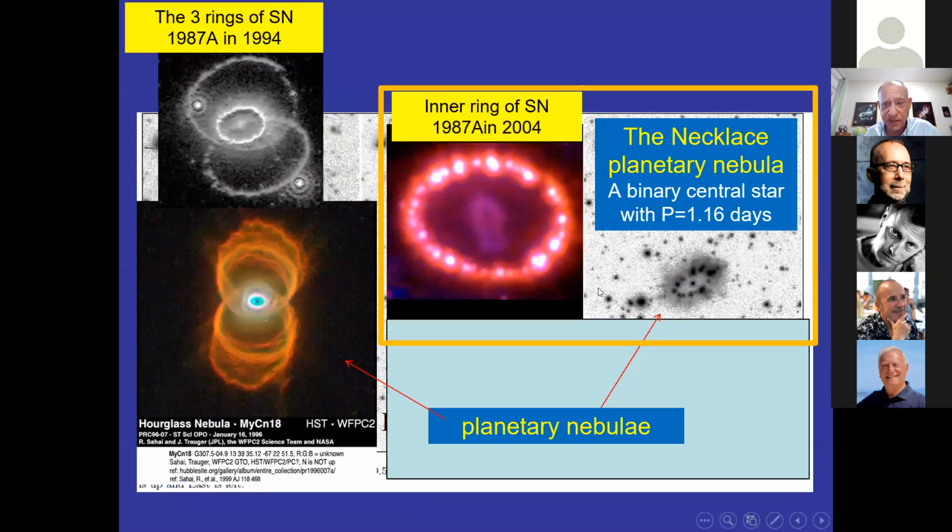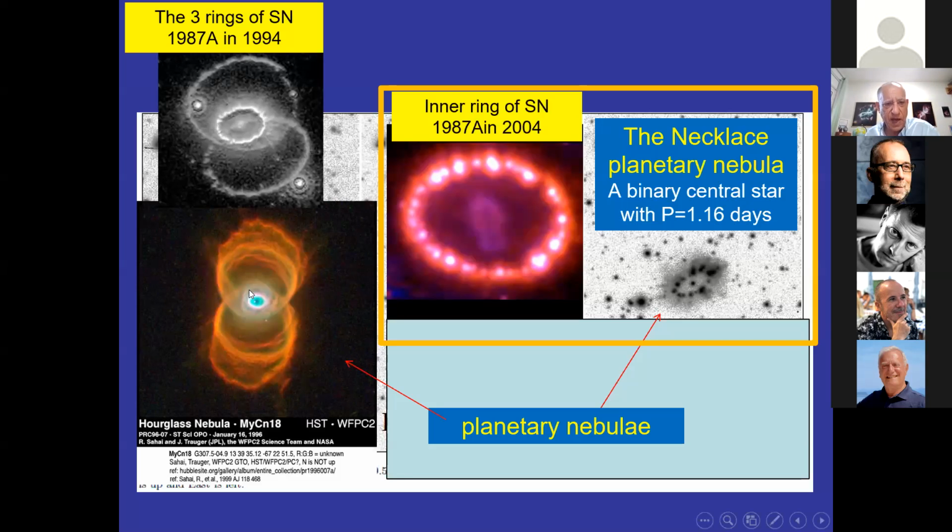I can talk also about stars. You see here stars. Here is the ring of the necklace. Romano Corradi and others worked on this. And here you see the ring of supernova 87A. I think the shaping is the same. Here in the necklace, we know there are jets. We see two clumps on opposite sides. Here are the three rings of 87A on the upper left.